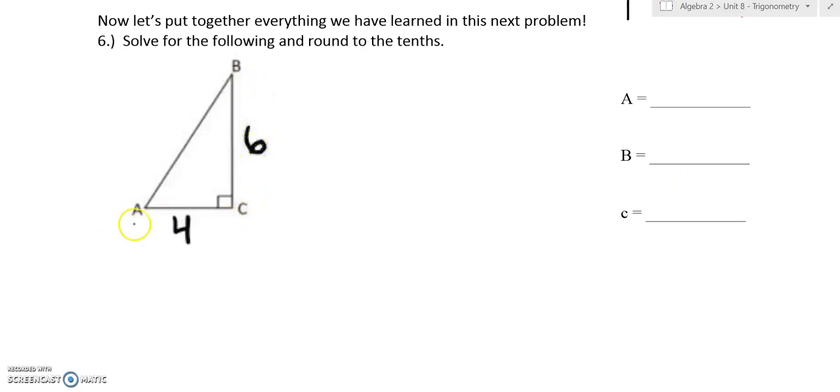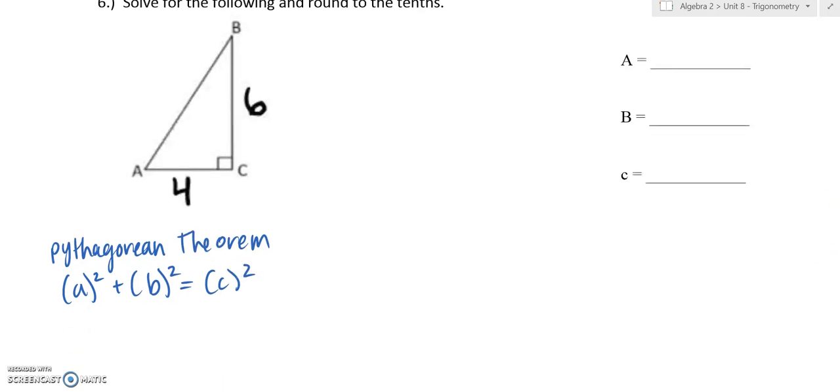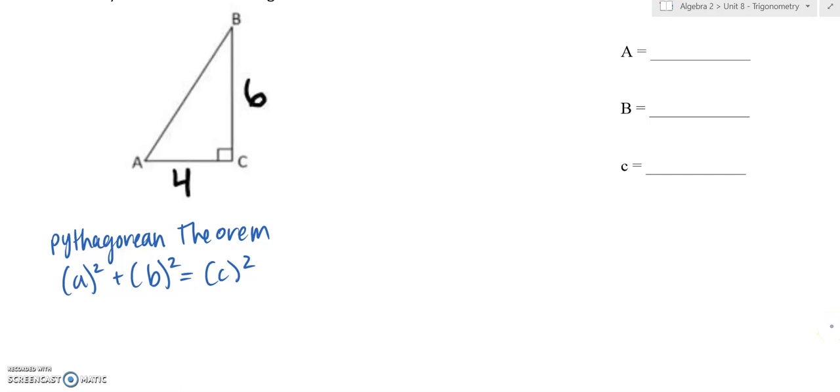If I'm given two sides of my triangle and I'm missing the other side, I can use the Pythagorean theorem. Let me write that down. Pythagorean theorem: a squared plus b squared is equal to c squared. I'm going to plug in what I know. I might even have to label a couple pieces on my triangle. Across from big A is little a. Across from big B is little b. Across from big C is little c.